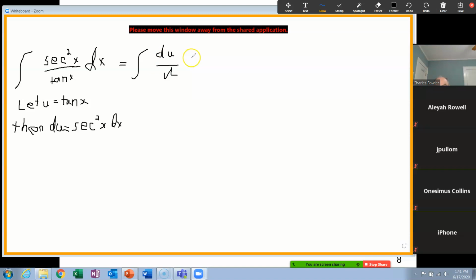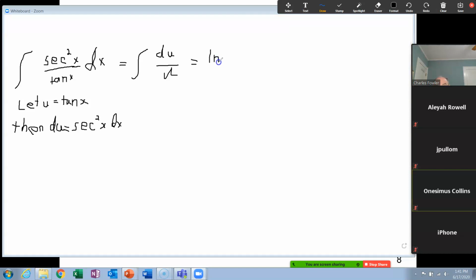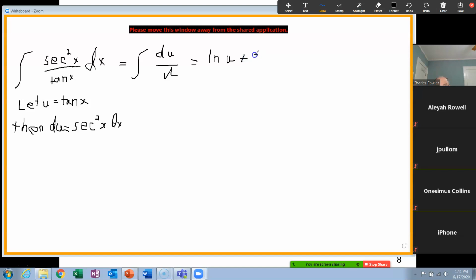Ooh, that's an ugly u. And what is that? That is the log of u. The antiderivative of 1 over u du is log u, plus c, of course, and plus something else I didn't write, the absolute value bars around the u.